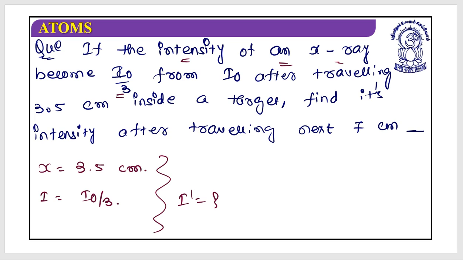So 3.5 centimeter has already been traveled, and you want the next 7 centimeters, so the total distance would be equal to 3.5 plus 7. I hope you understand this. So let's try to do this.